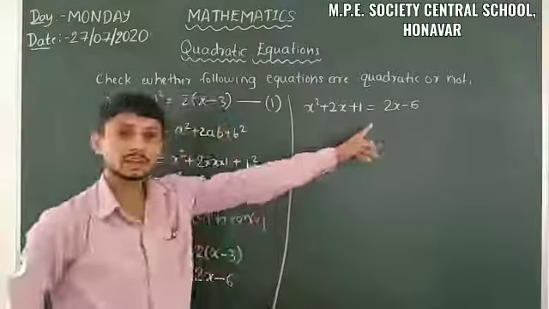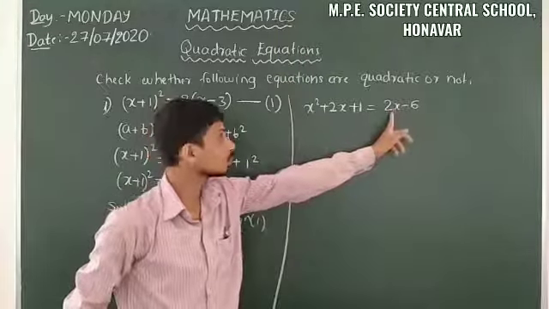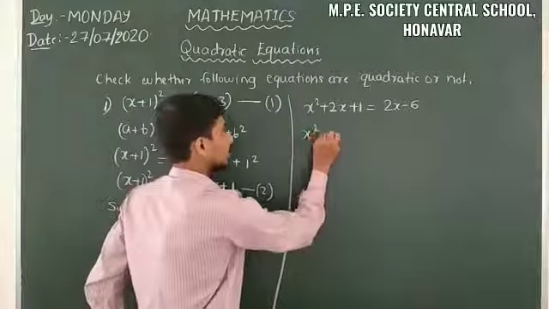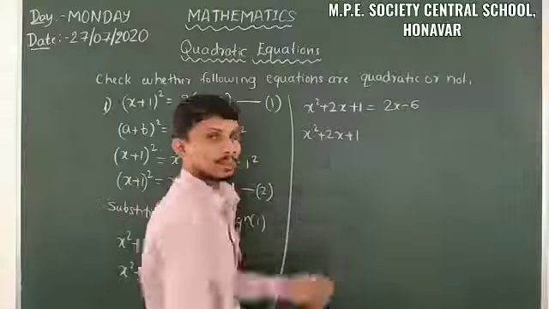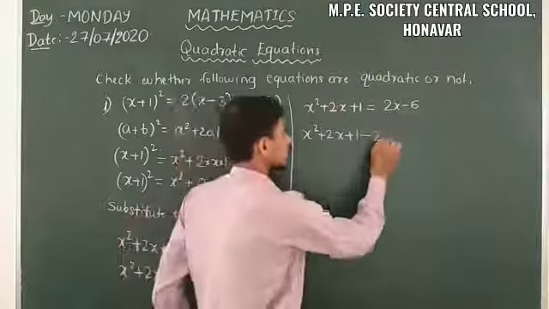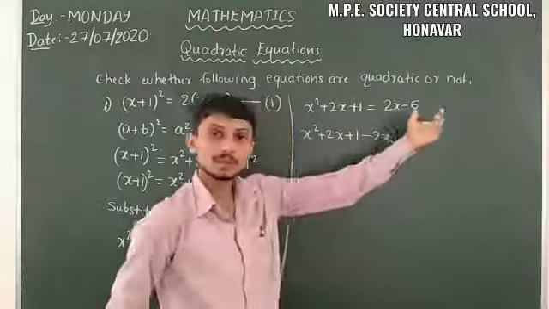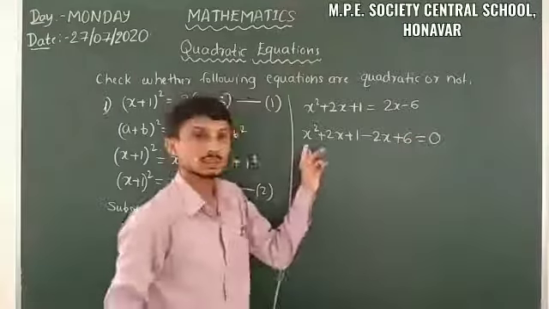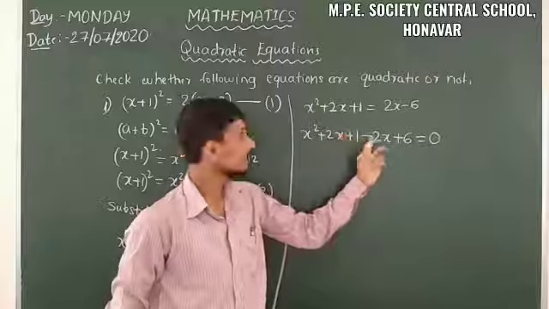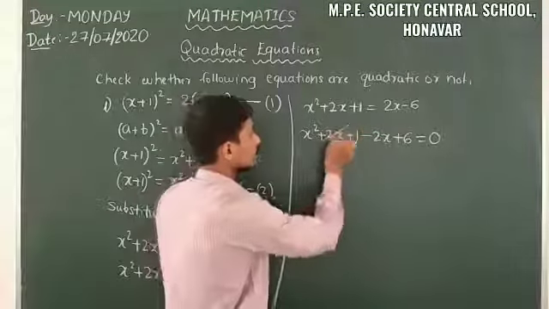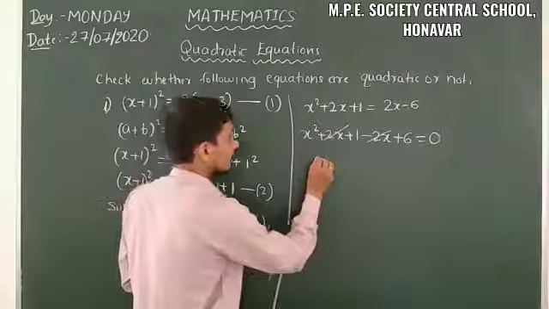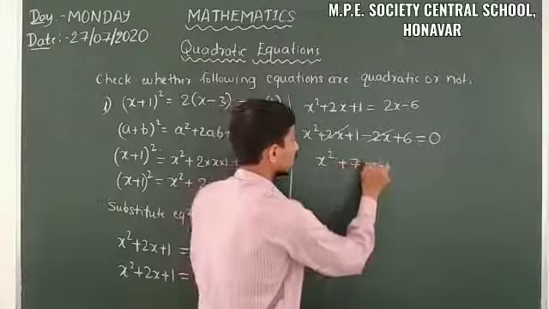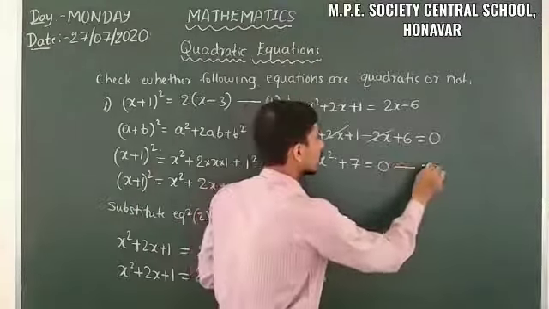Here we have to transpose this 2x and minus 6 to the LHS side. So x² + 2x + 1, after transposing 2x it becomes minus 2x, and after transposing minus 6 it becomes plus 6, is equal to 0. Then just observe here, plus 2x is there and minus 2x is there, which means both cancel out. Then we take x², 1 plus 6 is equal to 7. x² + 7 = 0. This is equation number 3 here.